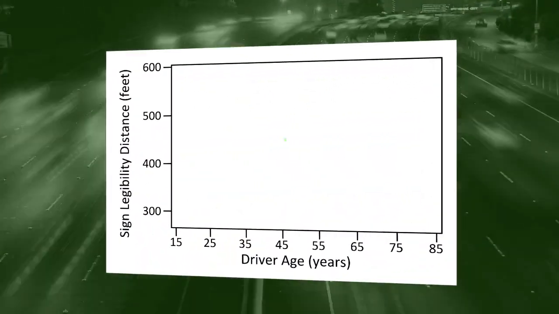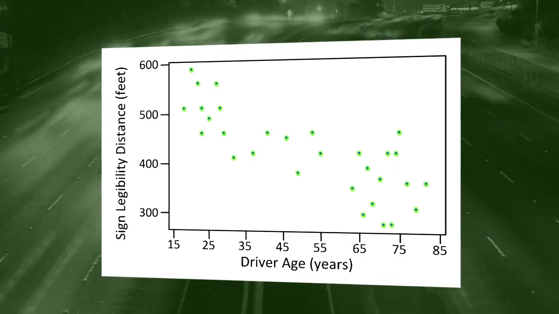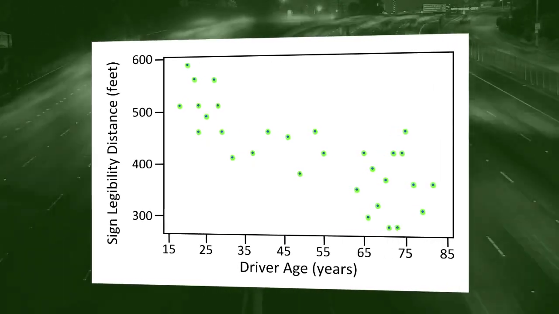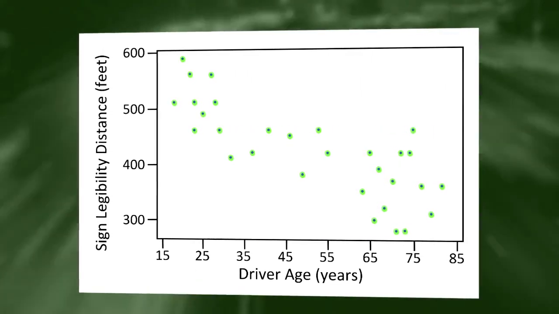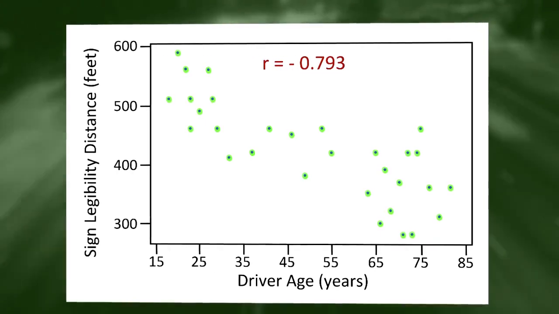Here's a scatter plot for the data, which shows a negative linear relationship between the age of a driver and the maximum distance at which a highway sign was legible. What about the strength of the relationship? It turns out that the correlation between the two variables is R equal to negative 0.793.